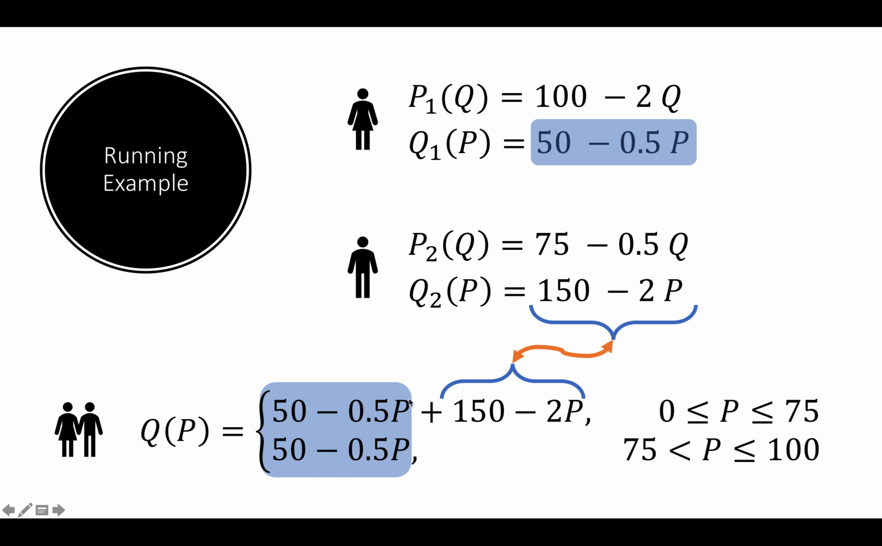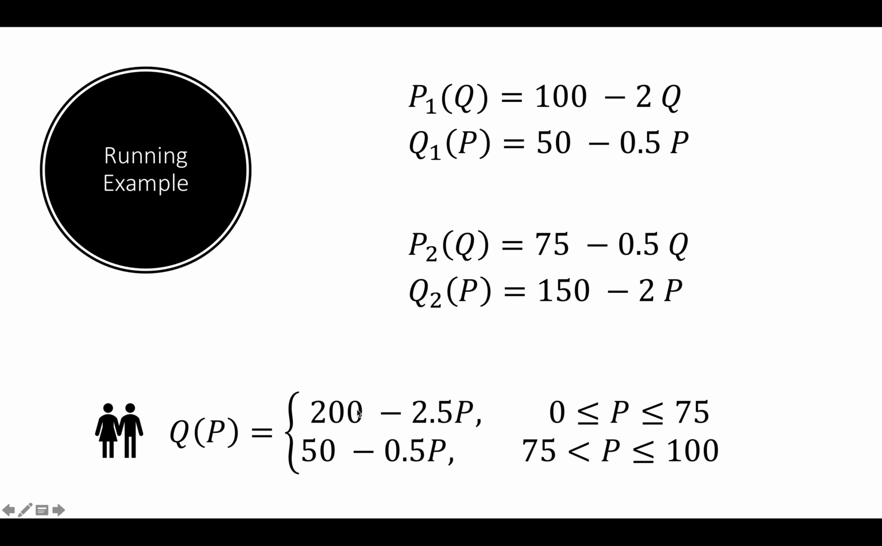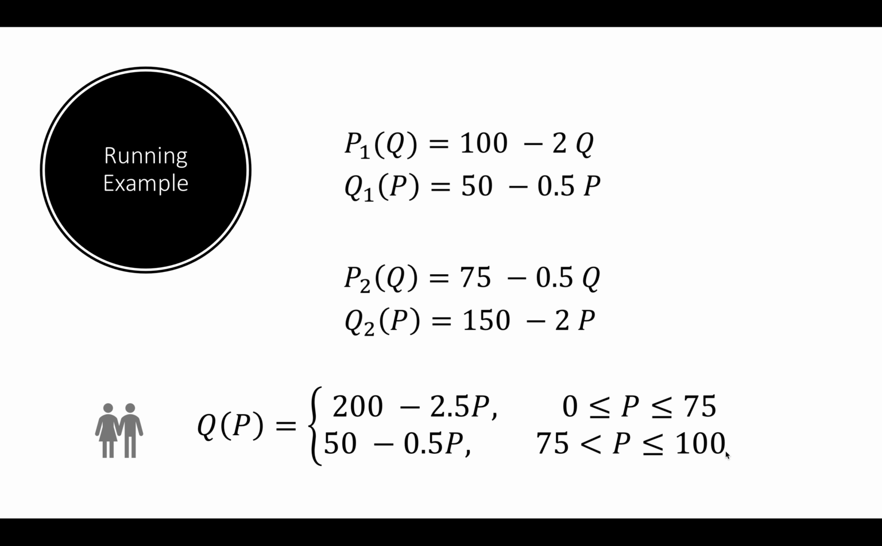So the next step I need to do is just to simplify this line. And so I'm going to combine the constant terms. 50 plus 150 will give me 200. And then I'll combine the linear terms. And so minus 0.5 minus 2 should give me minus 2.5. And if I've done the math right, there we go. So that's just what I was saying. So this down here is just a copy of hers. And this up here is the combination of the two. And this is only for low prices, and this is only for high prices.